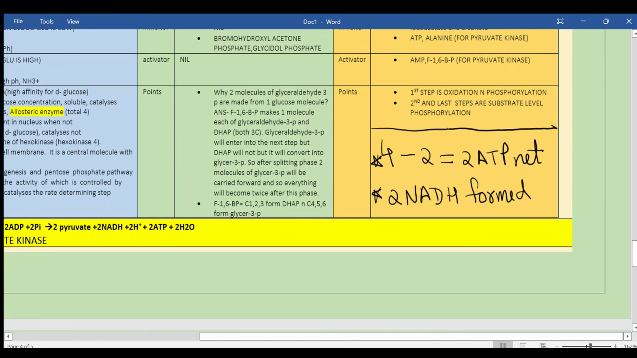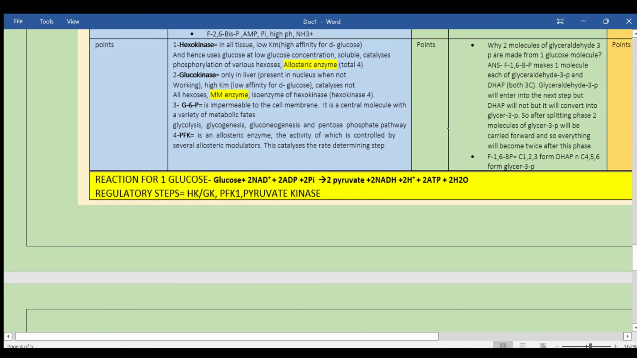I hope it is clear, and here is the final reaction. Glucose plus 2 NAD plus 2 ADP plus 2 inorganic phosphate will make 2 pyruvate, 2 NADH, 2 H plus, 2 ATP and 2 water molecules. It is very important you remember this final reaction, and the regulatory steps are catalyzed by hexokinase or glucokinase, phosphofructokinase 1 and pyruvate kinase, which are the main regulatory steps.